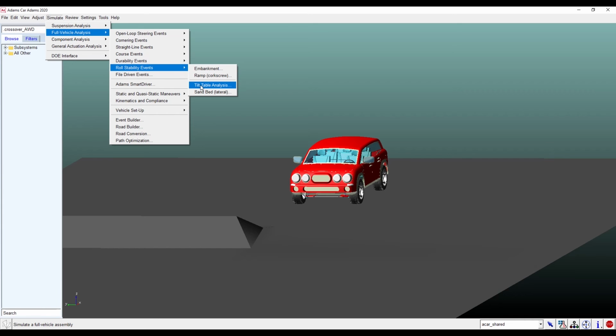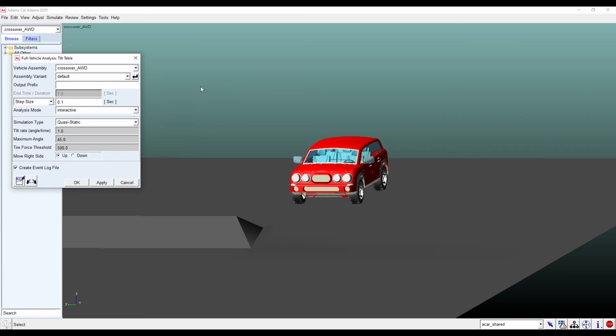Tilt table analysis. During a tilt table analysis, the vehicle is dynamically or quasi-statically tilted about the roll axis until the user-specified tire force threshold is reached. This test is used to estimate a vehicle's aggregate CG height and rollover point. This event requires a full vehicle assembly with the tilt table test rig. The tilt test analysis is also known as a curb trip.